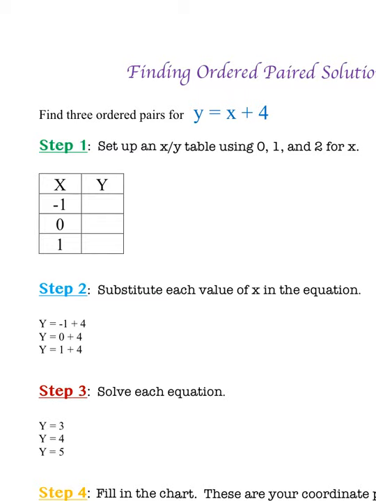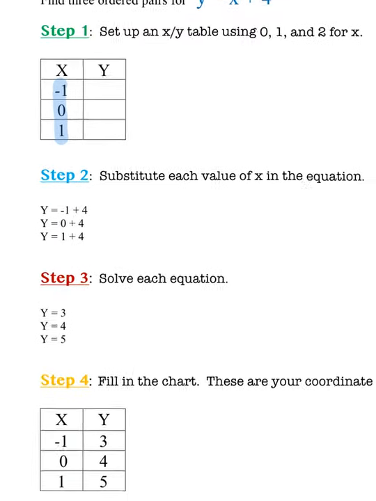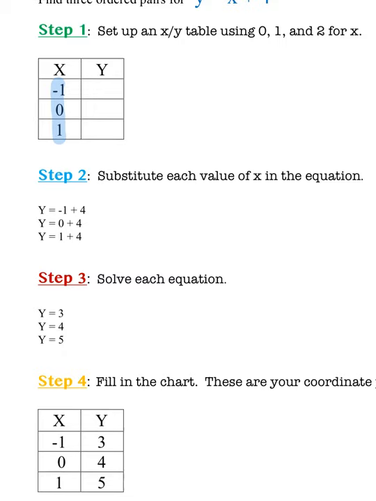Our first step here is to set up a table, an xy table, and we're going to just fill it in with -1, 0, 1. So we're looking here, -1, 0, 1. Now, looking at step 2, we're going to substitute each value of x in the equation.